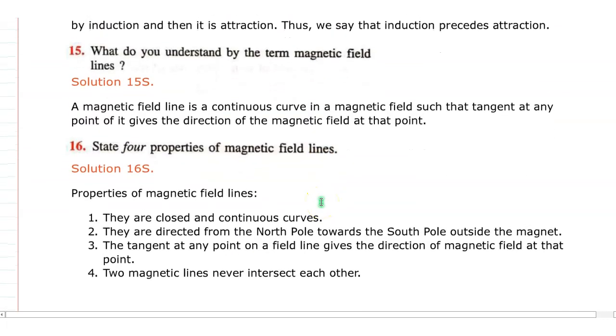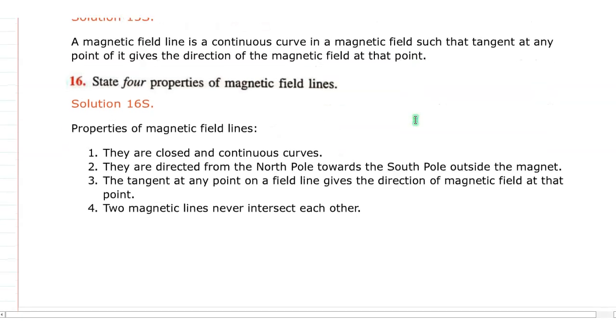What do you understand by the term magnetic field line? A magnetic field line is a continuous curve of magnetic field such that the tangent at any point gives the direction of the magnetic field at that point. This definition is given in your book, but you can write what I have told: the path followed by an isolated free north pole in a magnetic field.